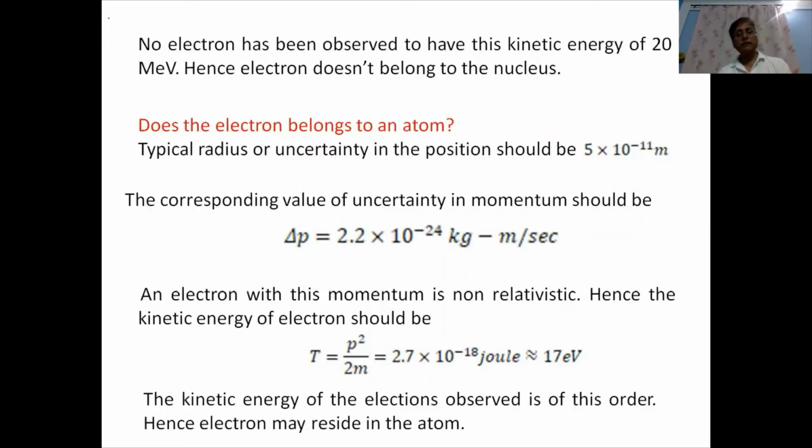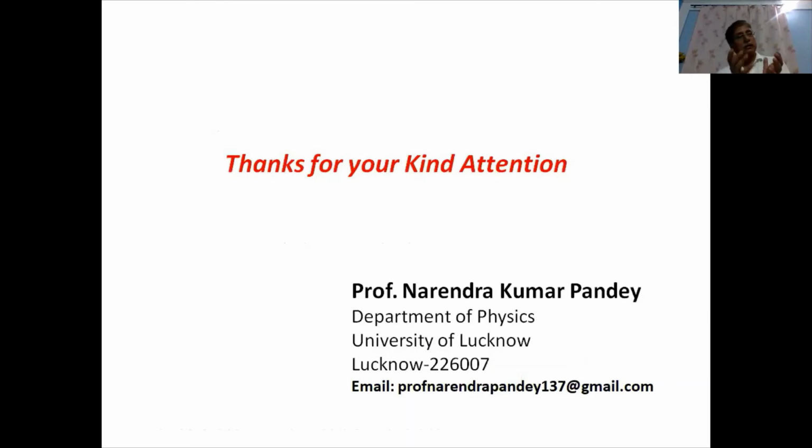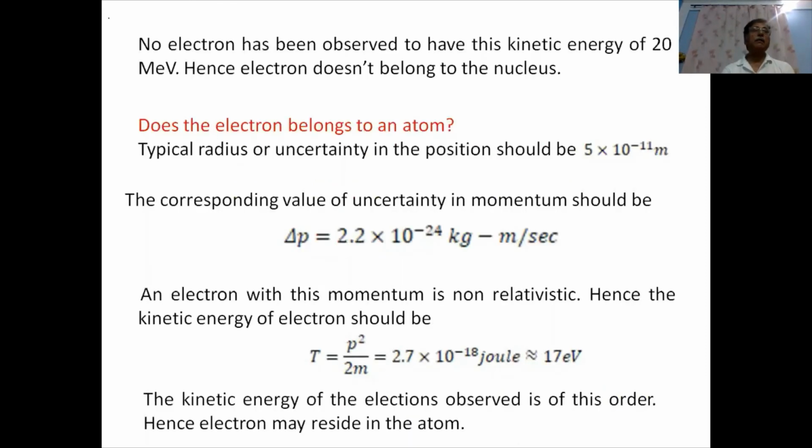Naturally, now we have the uncertainty in the momentum this much, so the momentum will also be approximately of the same order. And if the electron has this much momentum, then it is non-relativistic. Hence, the kinetic energy of the electron can be calculated by the simple mechanics formula, that is T is equal to P square by twice m, and it will come out to be approximately 17 electron volt. The kinetic energy of the electrons observed is of this order only. And we know that most of the electrons that we observe in our experiments have energy of a couple of electron volts.